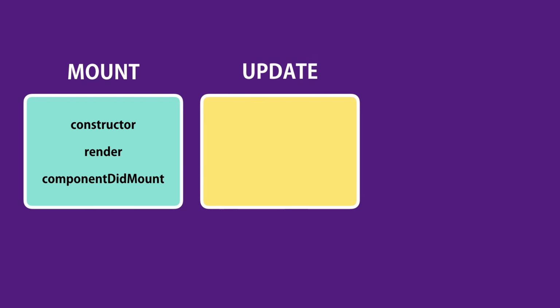In the mounting phase, we have 3 lifecycle hooks: constructor, render, and componentDidMount. React will call these methods in order. The second lifecycle phase is the update phase, and this happens when the state or the props of a component get changed. In this phase, we have 2 lifecycle hooks, render and componentDidUpdate.